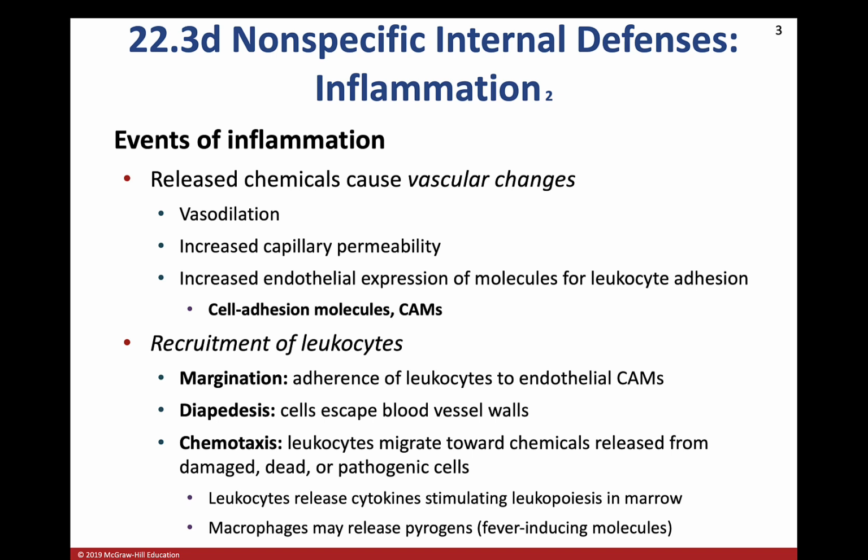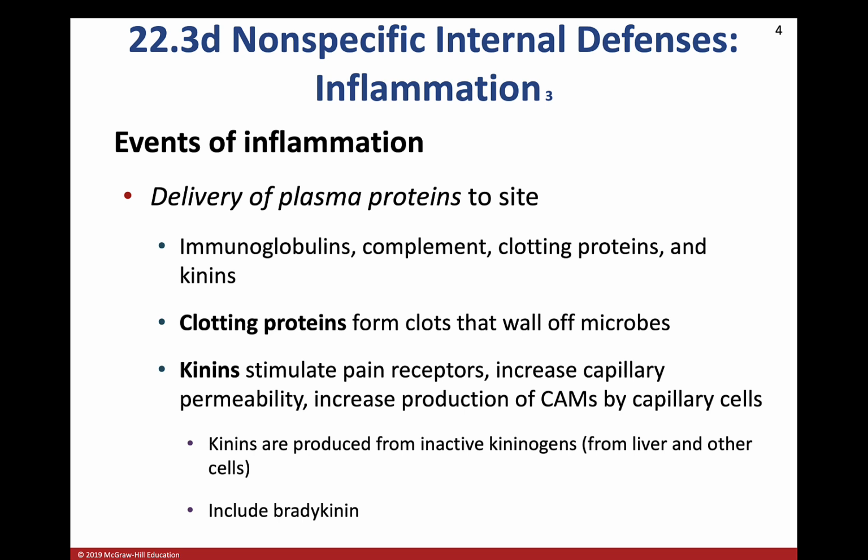Examples here would be white blood cells that are releasing cytokines, and this is going to stimulate the process of producing more white blood cells in red bone marrow. Macrophages may actually release pyrogens, and these are molecules that specifically result in a fever. There's going to be the delivery of plasma proteins to the site of injury. Examples of this would be immunoglobulins, complement, clotting proteins, and kinins.